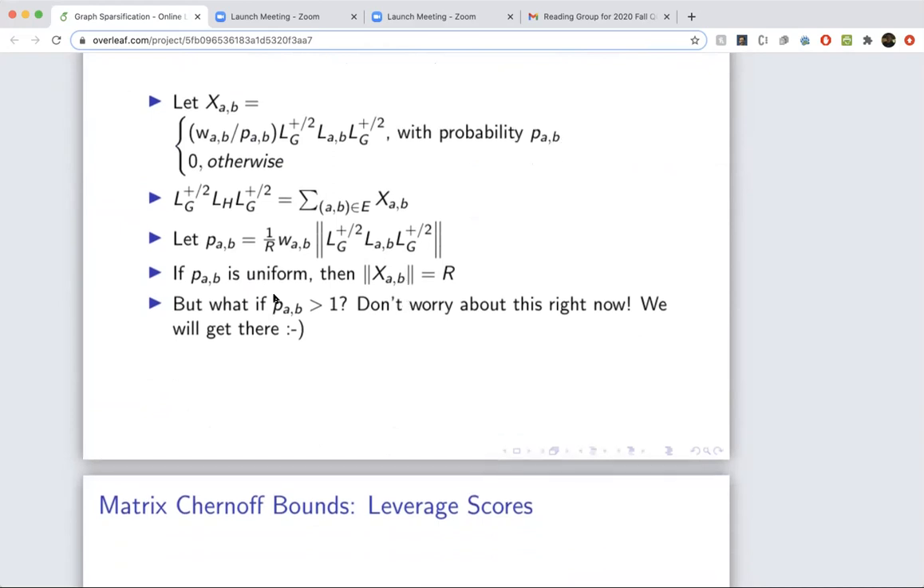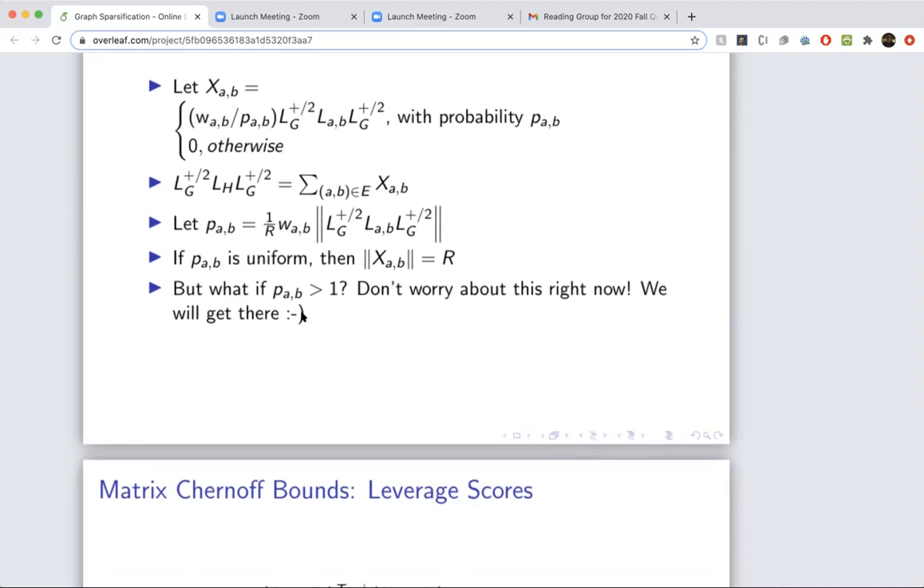So you'll notice that if P, A comma B is uniform, so if we set it to be a constant value, then in expectation, the norm of X, A comma B is going to be equal to R. The reason for this is if we plug P, A comma B in the denominator of this fraction, and we take the norm of X, then the constant moves out and this becomes a norm. The norms cancel. And the W A B in the denominator here also cancels. The R moves to the top. And then because we're doing the norm here, we can see that X A B is going to have a norm of R.